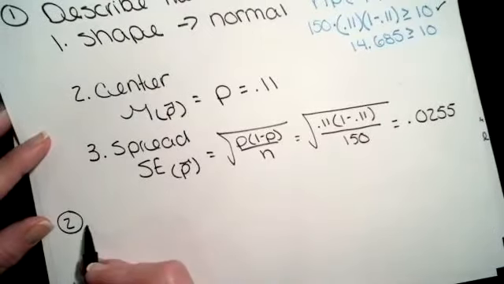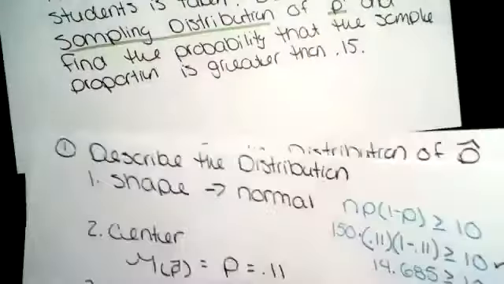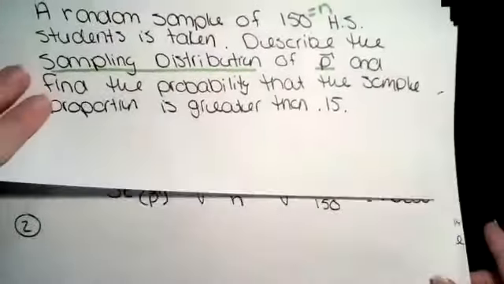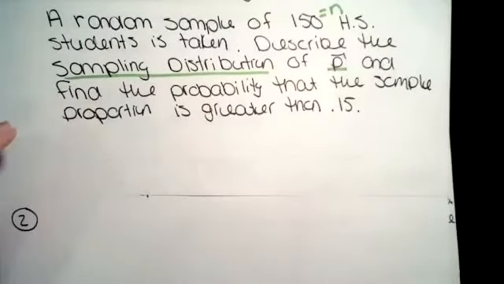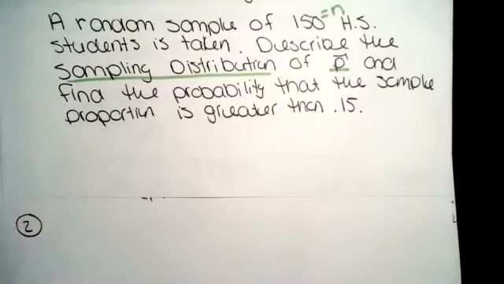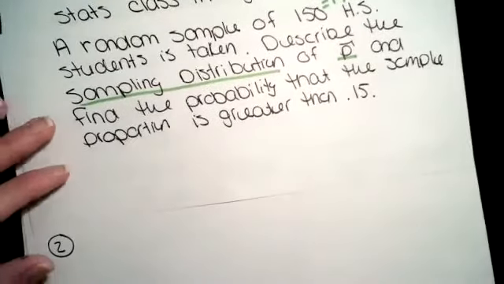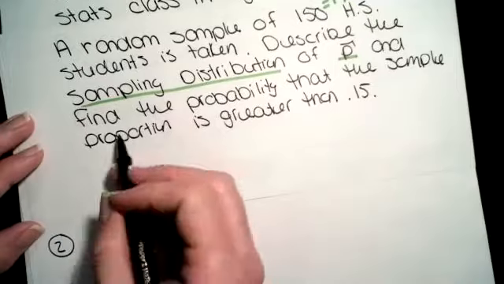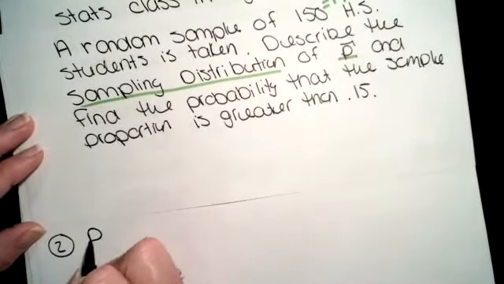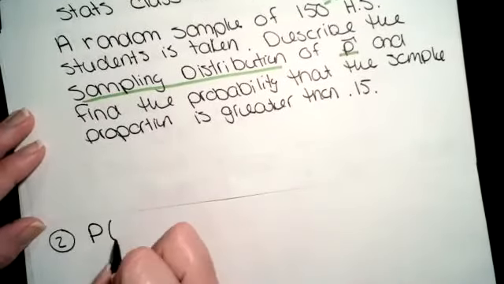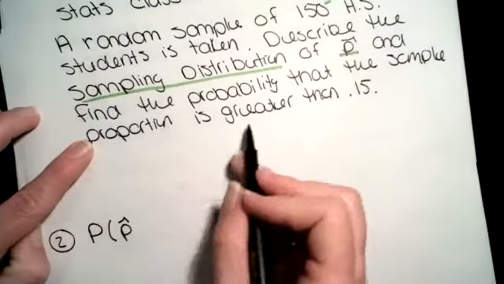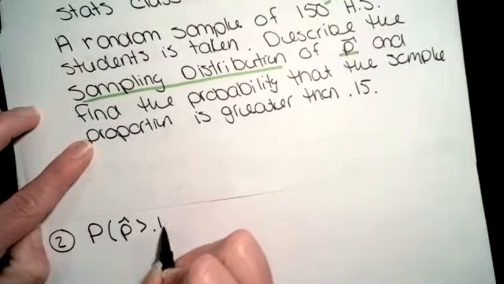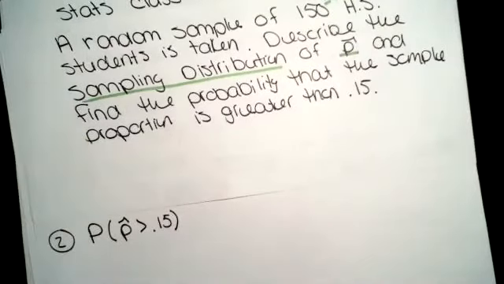So on my second one here, I didn't write it out in notation, right? I just said, find the probability that the sample proportion is greater than 0.15. So I want to write it in notation. I have the words, I want to write it in notation. Find the probability is capital P, that the sample proportion, there's p hat, is greater than 0.15. So if you just go right along, you can read it and write it into the notation.